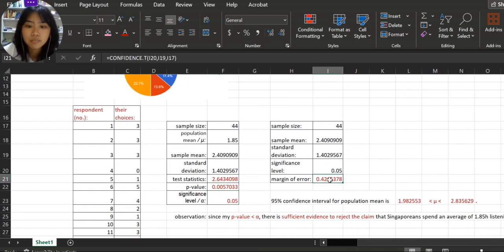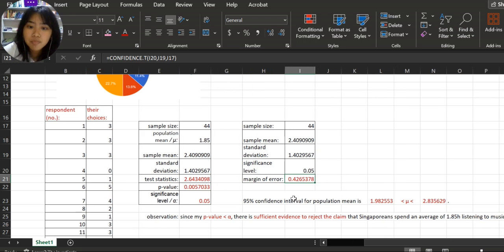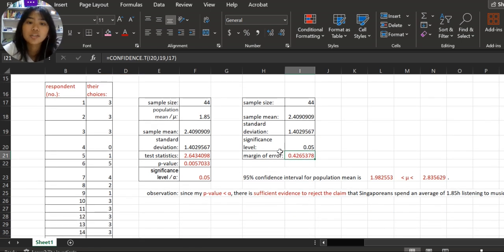Over here, how we find the margin of error is we use this formula. So we use this formula because we only have my sample standard deviation. So I will get this number once I've keyed in the values. And the 95% confidence interval is basically 1 minus the significance level. So 1 minus 5% is 95%.